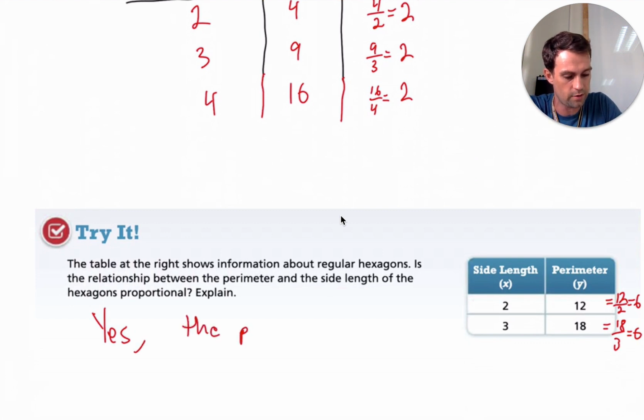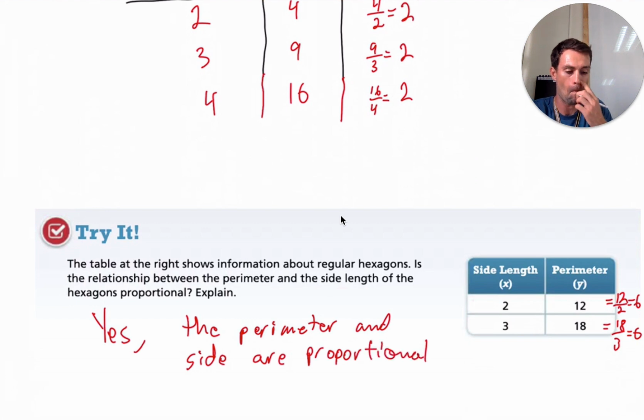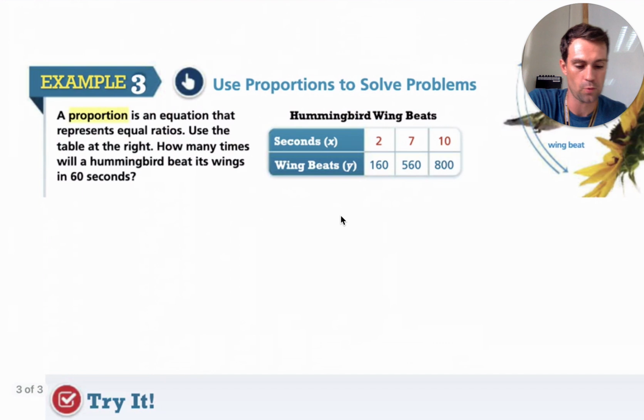The perimeter and side length are proportional. Okay? All right, so a proportion is an equation that represents equal ratios.